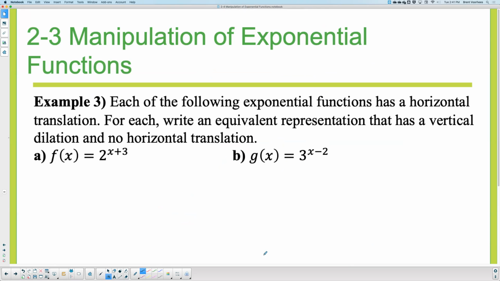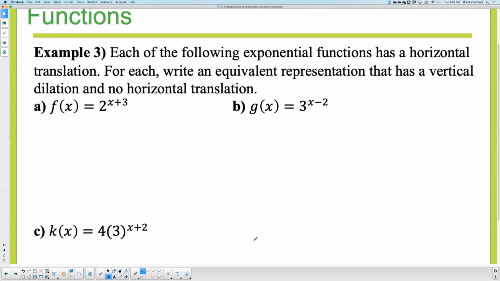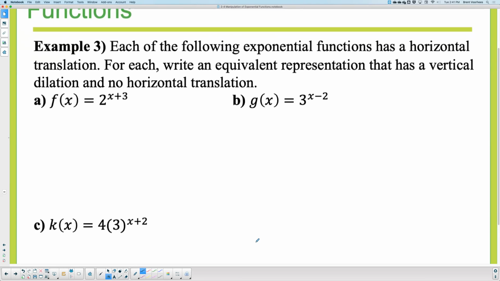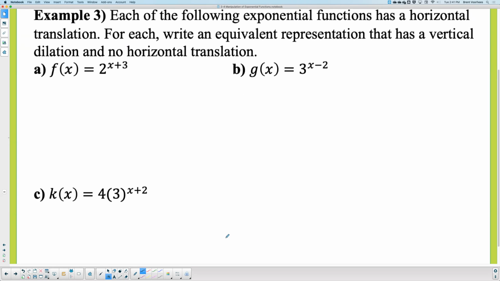All right. It says each of the following exponential functions on part 3 here, example 3, has a horizontal translation. For each, write an equivalent representation that has a vertical dilation and no horizontal translation. So this time we're not going to be writing all the extra steps. We're just going to simplify it. So we'll go a little bit faster, but just so you can see it a few more times. 2 to the power of x plus 3. What property could we apply here?